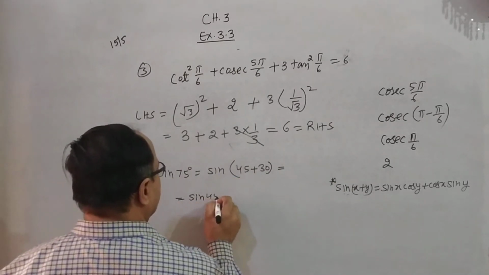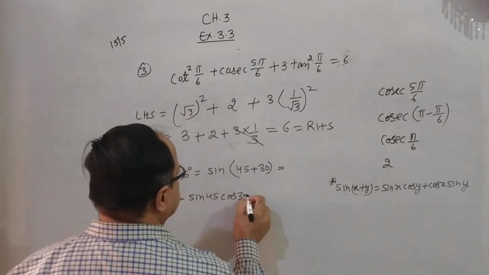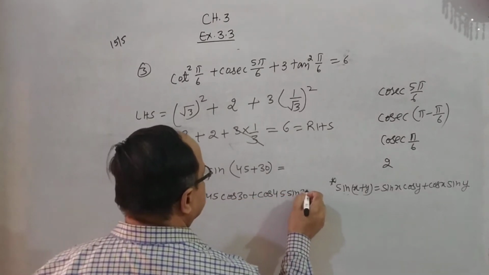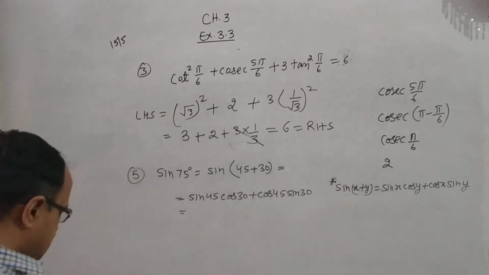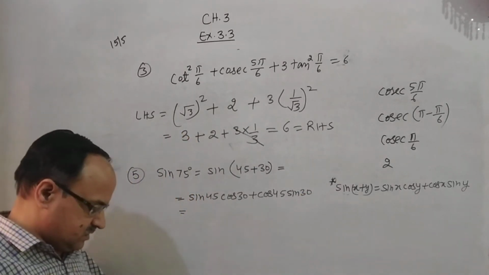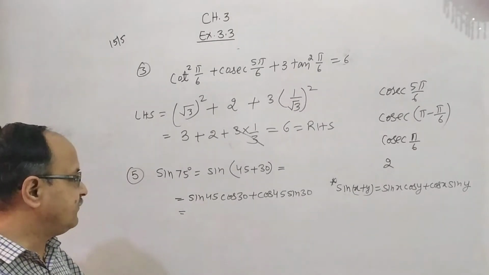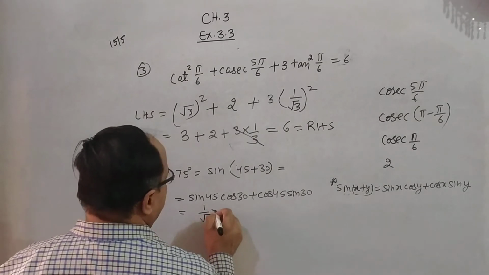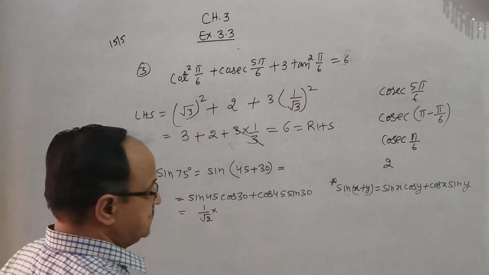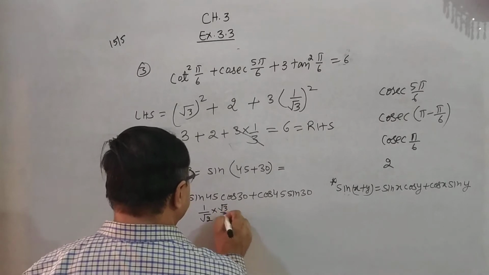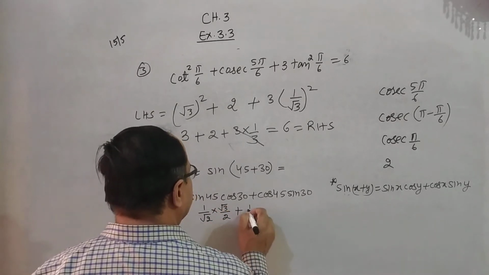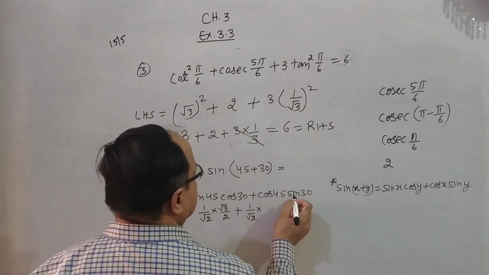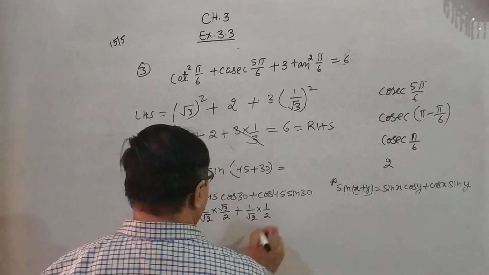Sin 45 cos 30 plus cos 45 sin 30. You know very well. Now can you tell me what is the value of sin 45? Sin 45 is 1 by root 2, and cos 30 is root 3 by 2. Cos 45 is 1 by root 2, and sin 30 is 1 by 2.